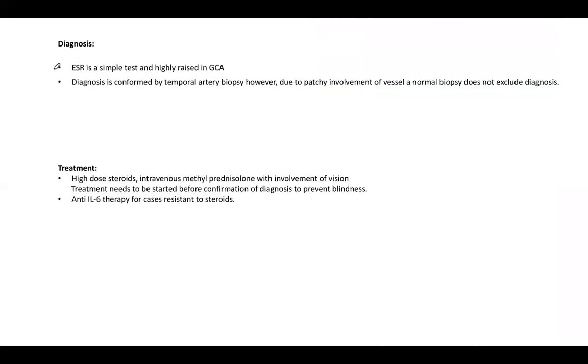So how do we do the diagnosis? The simple test. What is the simple test? ESR is significantly raised in this condition. So the simple test is to do ESR, it will be very high, and then you start treatment. Diagnosis is confirmed by temporal artery biopsy; however, due to patchy involvement of vessels, a normal biopsy does not exclude the diagnosis. What is the treatment? High dose steroids, intravenous methylprednisolone when vision is involved, and treatment needs to be started before confirmation of diagnosis to prevent blindness.